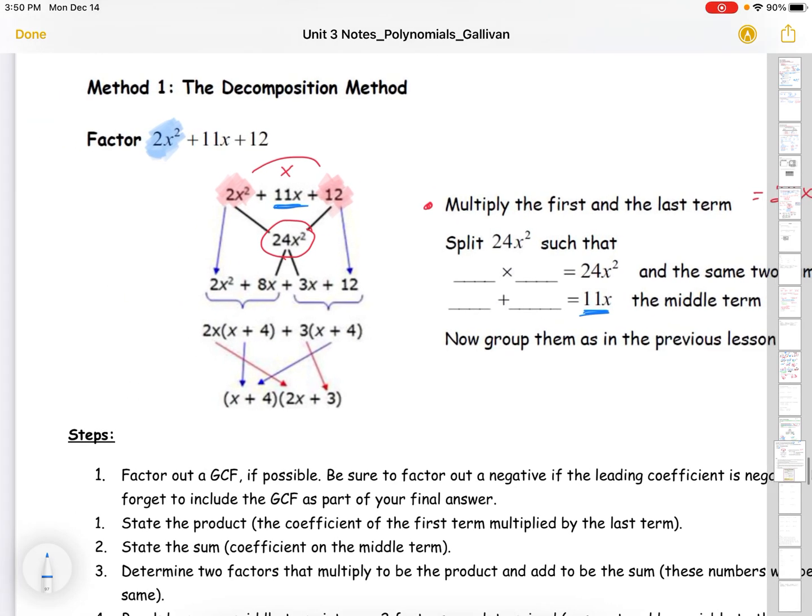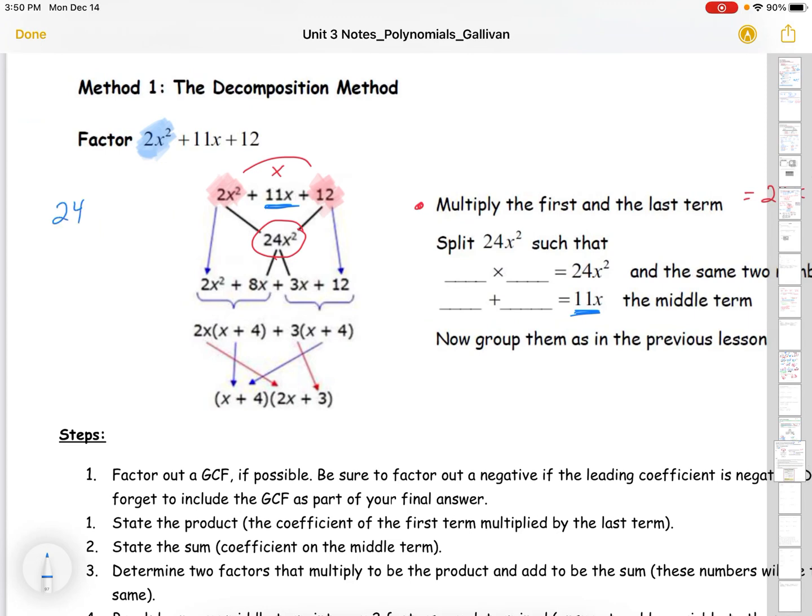So if I look at 24, it could be 1 times 24, it could be 2 times 12, it could be 3 times 8, it could be 6 times 4, and then what I want them to add up to is 11, right? So they multiply to give me 24, and I want them to add up to 11. So 1 plus 24 is 25, 2 plus 12 is 14, 3 plus 8 is 11, bingo, 6 plus 4 is 10. So it's going to be these two.